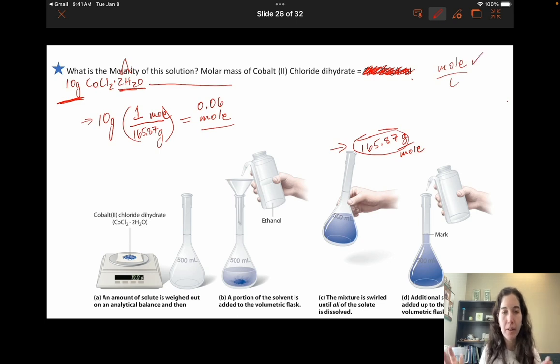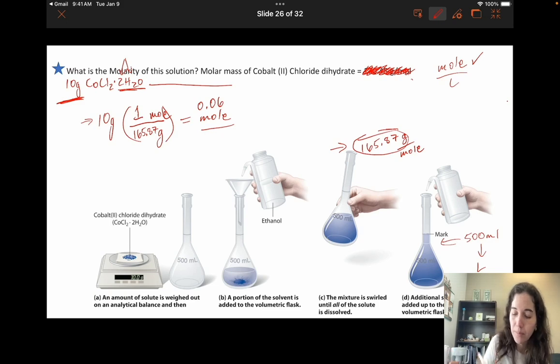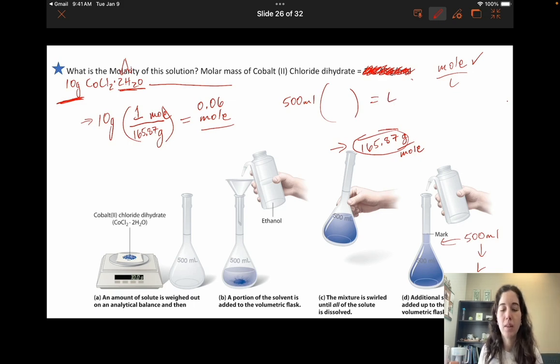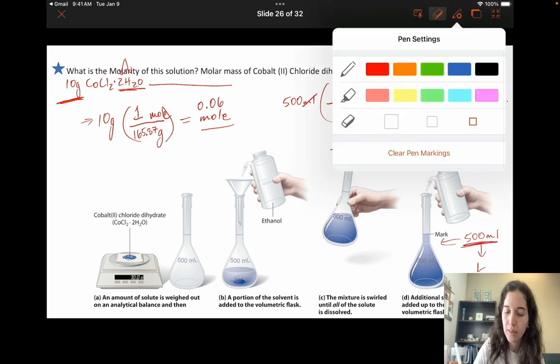So we've got the mole part figured out. Now we need to deal with the liters. The liters comes from this volume, this 500 milliliters. So we need to convert that to liters. So if we have 500 milliliters and we want to get to liters, unit conversion, we need to cancel the milliliters, so it's going to go on the bottom. Liters goes on the top because we want to end up with liters. So we've got these in the right location because they're canceling.